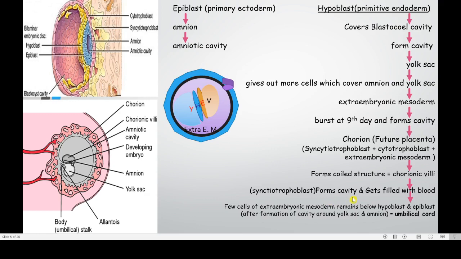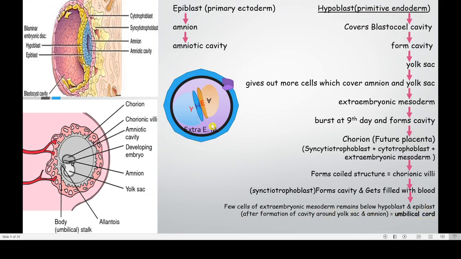Syncytiotrophoblast also forms cavities which get filled with blood. Here you can see certain small cavities are present in the layer of syncytiotrophoblast, which then get filled with the mother's blood. Okay, the blood that is coming from the endometrium fills them. Few cells of extra embryonic mesoderm remain below the hypoblast and epiblast after the formation of the cavity around the yolk sac and amnion, which will be called the umbilical cord.